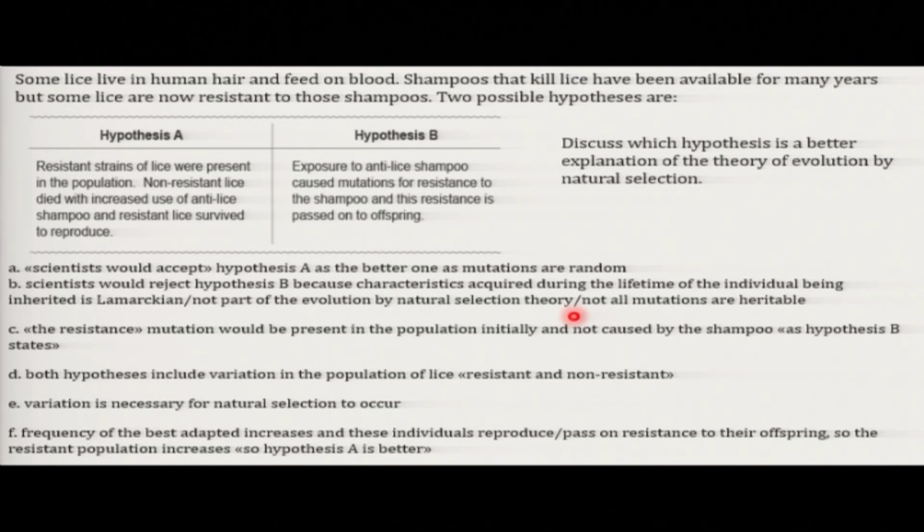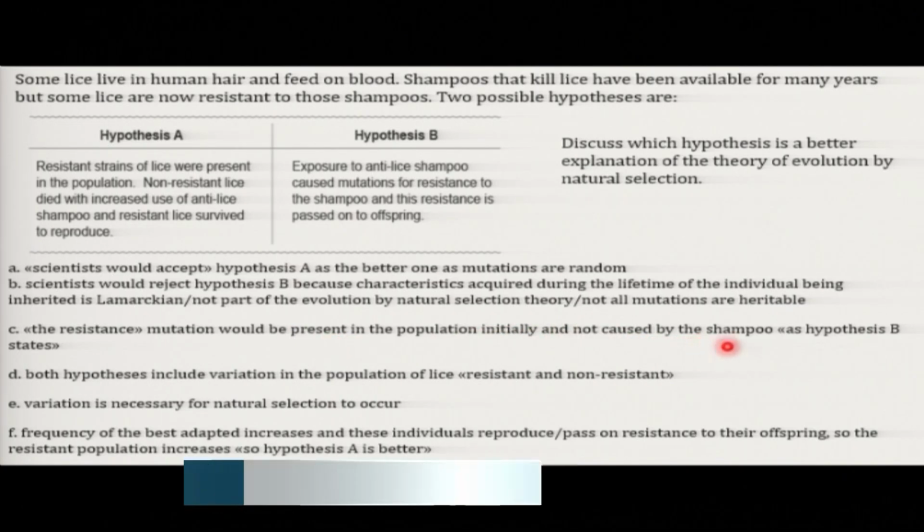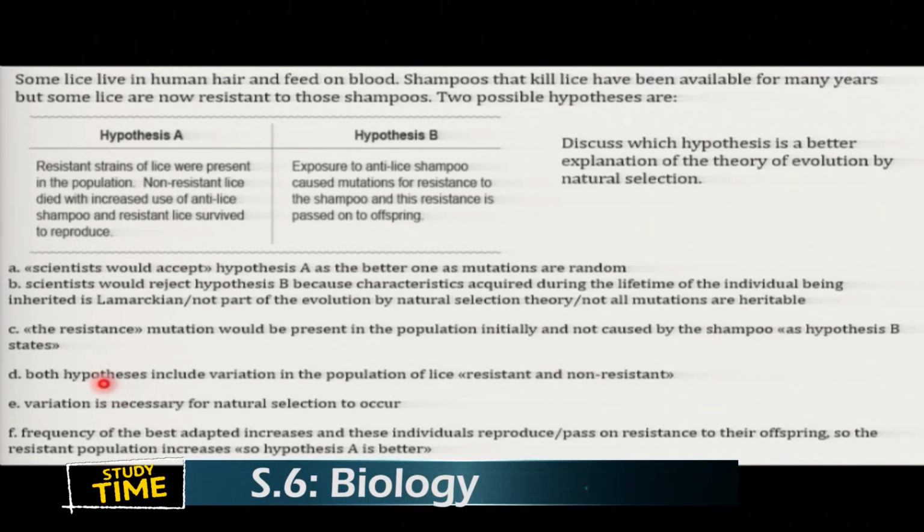A change in my skin pigmentation due to a change in the DNA of the cells of the skin is not at all related to gamete formation that I can pass them on to the next generation via gametes. The resistance mutations would be present in a population initially and not caused by the shampoo, as hypothesis B states. Okay.